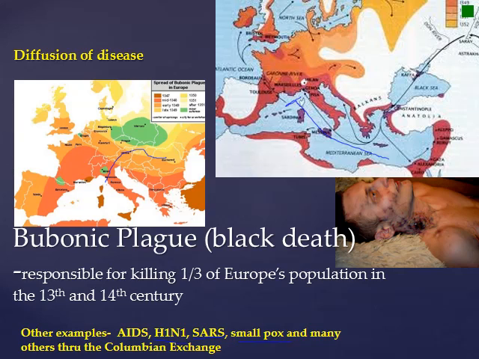There are some more current examples of how diseases can be diffused from one area to another in the world, such as AIDS, which really exploded in the late 80s and 90s. More recently, H1N1. We also have the SARS outbreak in China. Smallpox, as part of the Columbian Exchange, diffused out of Europe and into the New World, killing millions.